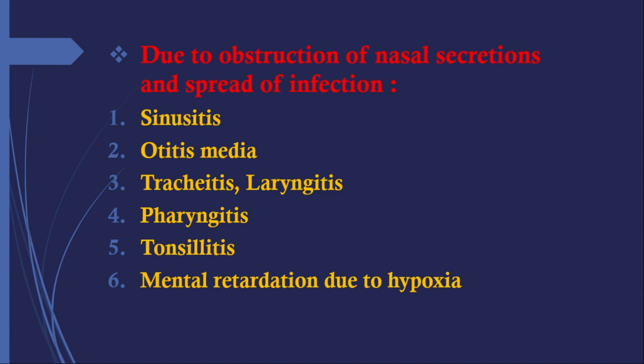Mental retardation can also occur if the DNS has occurred from early childhood or infancy. Mental retardation occurs due to less air getting into the nose, less air getting to the blood, causing hypoxia and mental retardation.